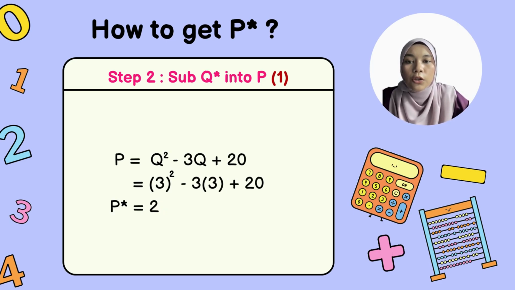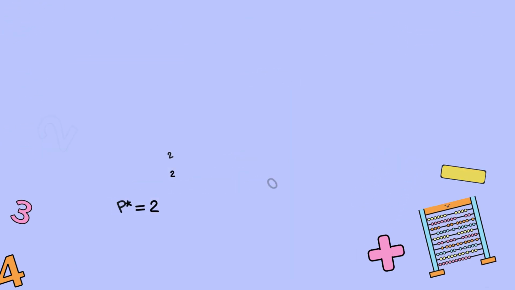After getting the quantity equilibrium, we need to find the price equilibrium, which is P star. So substitute Q star into the first equation, which is P equal to negative Q square minus 3Q plus 20. Then we replace Q with the Q star. The equation for P will turn to negative 3 square minus 3 times 3 plus 20. After solving it, the price equilibrium will be 2.